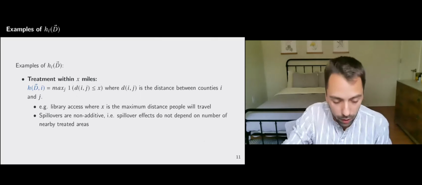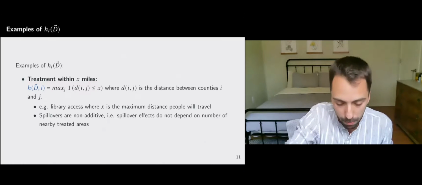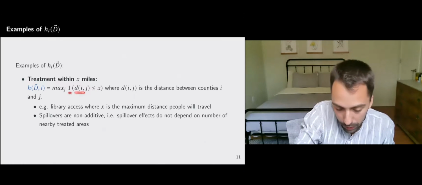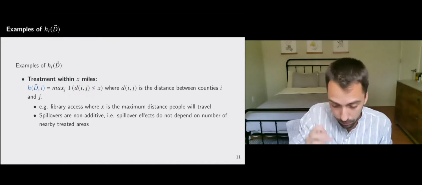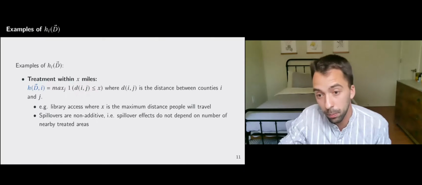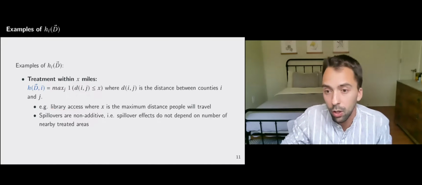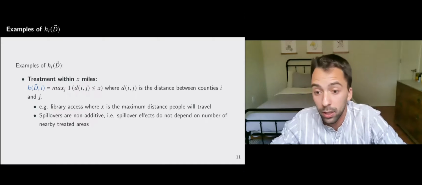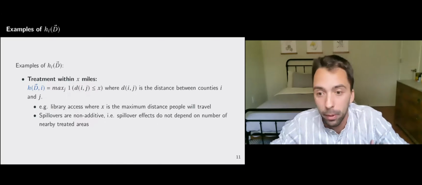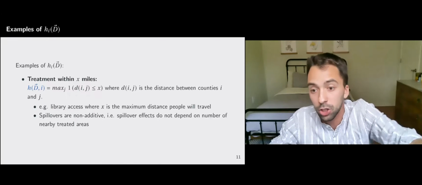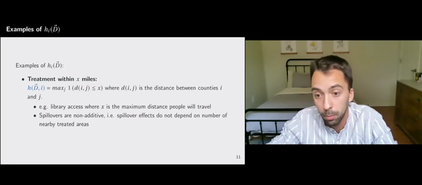The first exposure mapping is just being within X miles of a treatment. That's just the max of an indicator variable for being within X miles, where the distance is between your county i and the other county j. An example where this is a pretty good approximation to the exposure is library access, where X could be the maximum distance that you'd be willing to drive to get to a library. Importantly, it doesn't matter how many libraries are nearby, just which one's the closest. In other words, the spillovers are non-additive in the number of nearby treated units.